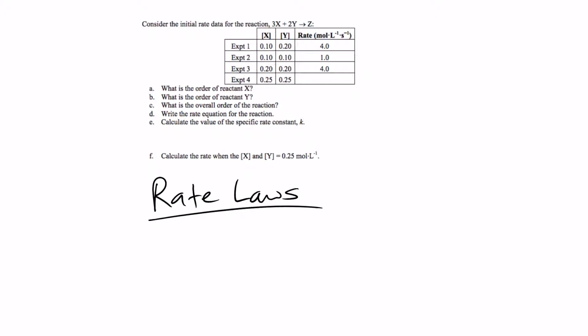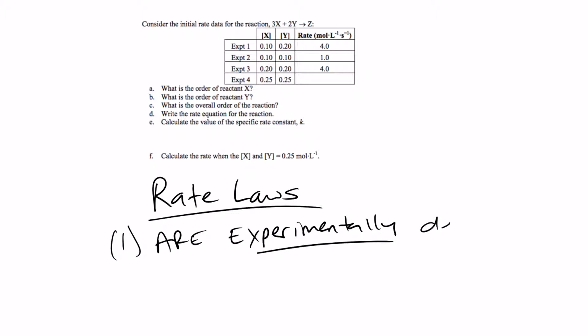I should change that to X, Y. That's a typo. And then those are raised to some powers. Those are called the orders, and we'll see what the orders are in a minute. You should understand that rate laws are experimentally determined. This means that scientists have to do experiments where they measure the rate in order to get this information.